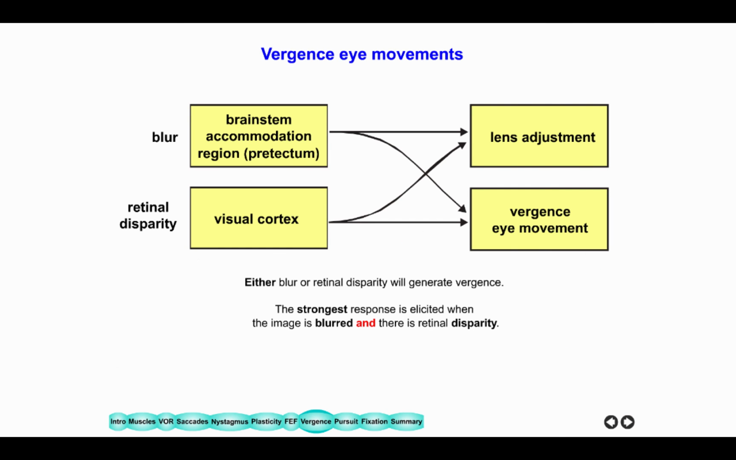Okay, so for vergence movements, two things can initiate them: blurring or disparity, the difference between the two eyes. And if either of those things happen, it generates a vergence movement. Both those things can also change your lens shape, either a blur or a disparity. And the best thing, of course, happens when both are activating these two systems.